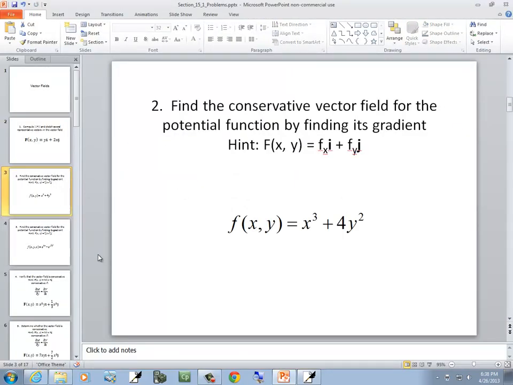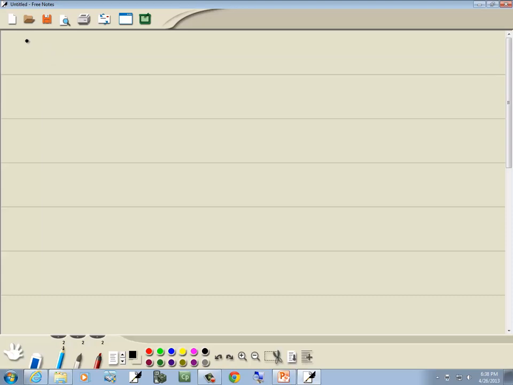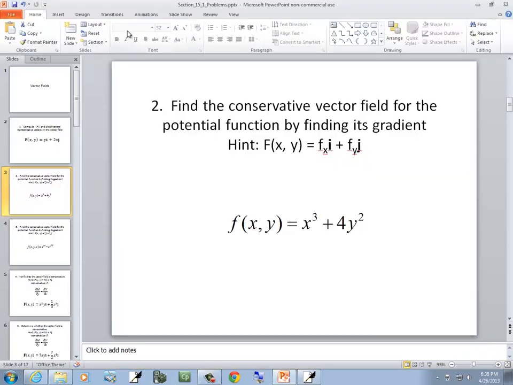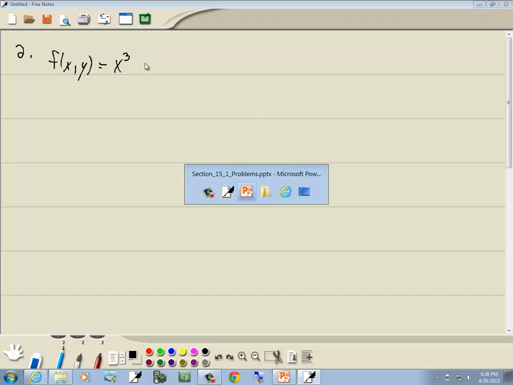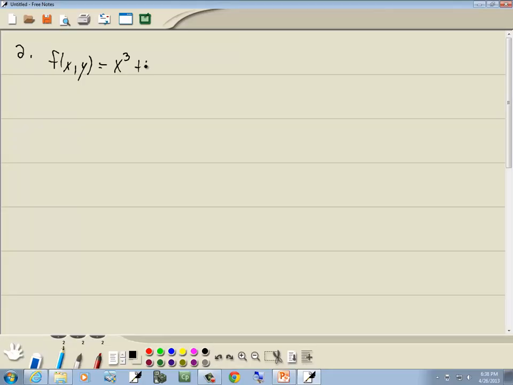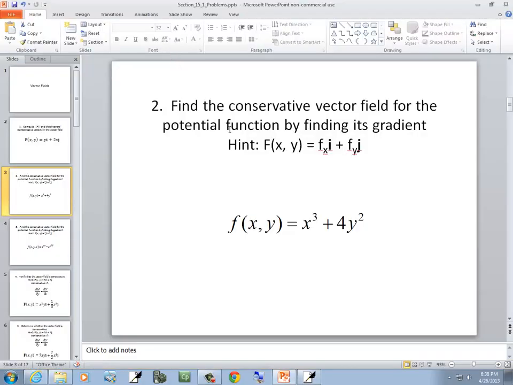Okay. Next thing we want to do is find a conservative vector field for the potential function by finding its gradient. So we've got f of x, y is equal to x to the third plus 4y squared. Now a hint, when you've got this right here, we're going to take partial with respect to x plus partial with respect to y, and that's going to give us our answer.